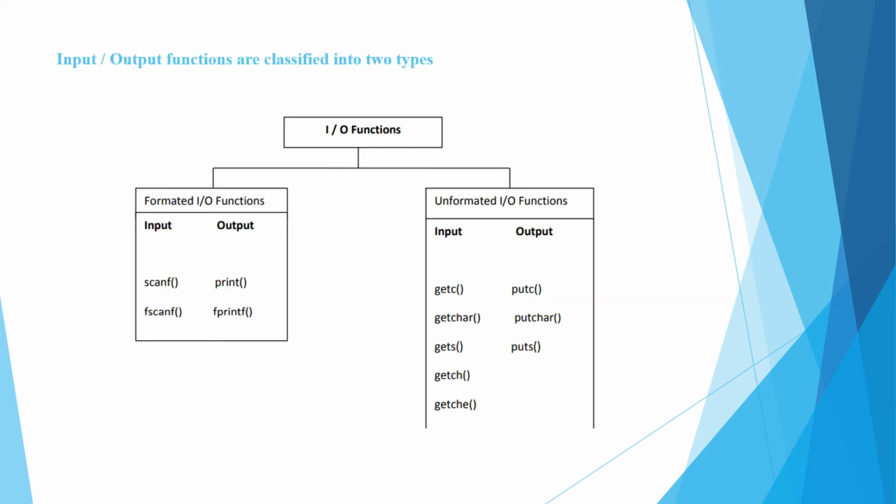The input and output functions are classified into two different types: formatted input output functions and unformatted input output functions. Formatted input output functions have input functions and output functions. Input function examples are scanf and fscanf. Output function examples are printf and fprintf. Unformatted input and output functions: input functions are getc, getchar, gets, getch, getche. Output functions are putc, putchar, puts.